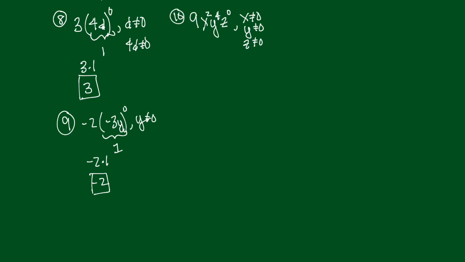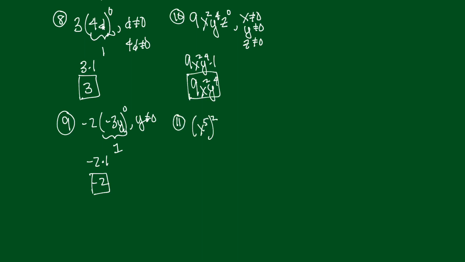And here in number 10, we want to simplify this expression, and the problem tells us that x, y, and z are non-zero numbers. Now, as long as I know that they're not 0, then what do you have for this one right here? Z to the 0, as long as the base is not 0, z to the 0 is a 1. So now we're looking at 9x squared y to the 4th times 1, which is just 9x squared y to the 4th.